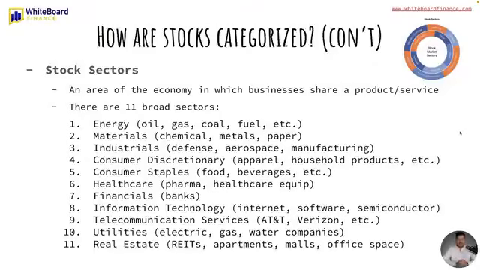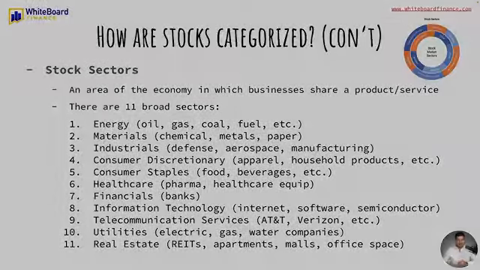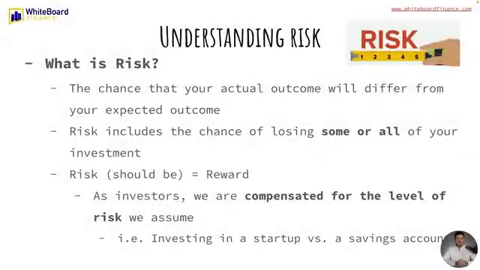So how are stocks categorized? Continued. We have stock sectors. This is very important, so please pay attention. This is an area of the economy in which businesses share a product or service. So typically, there's 11 broad sectors. We have energy, materials, industrials, consumer discretionary, consumer staples, healthcare, financials, IT, aka tech, telecom, utilities, and then real estate. You can always pause the video right here to look at the specific examples, but these are the 11 broad-based sectors in the economy.